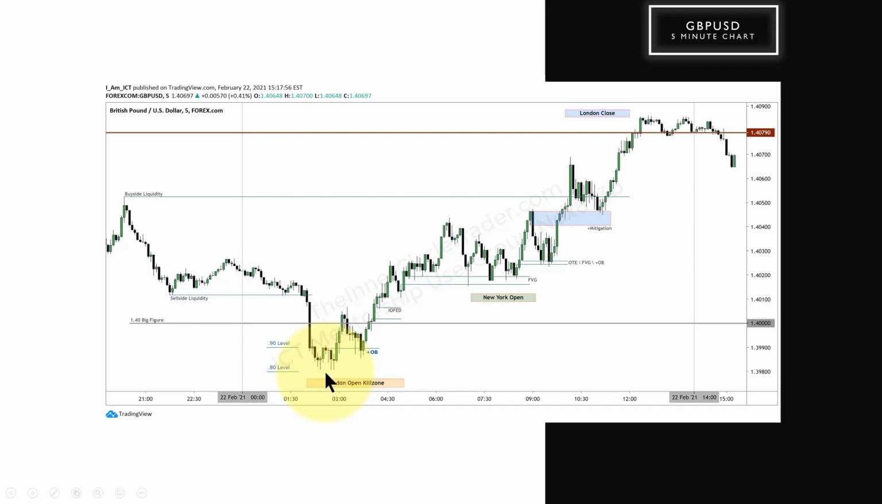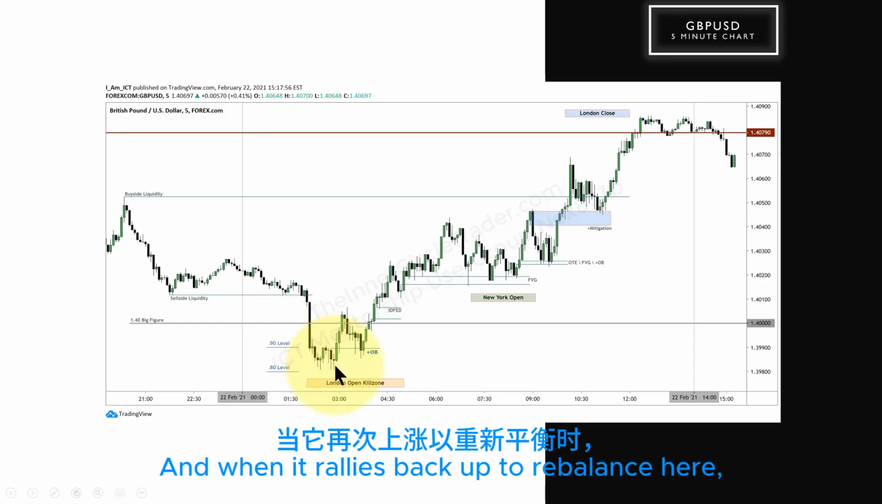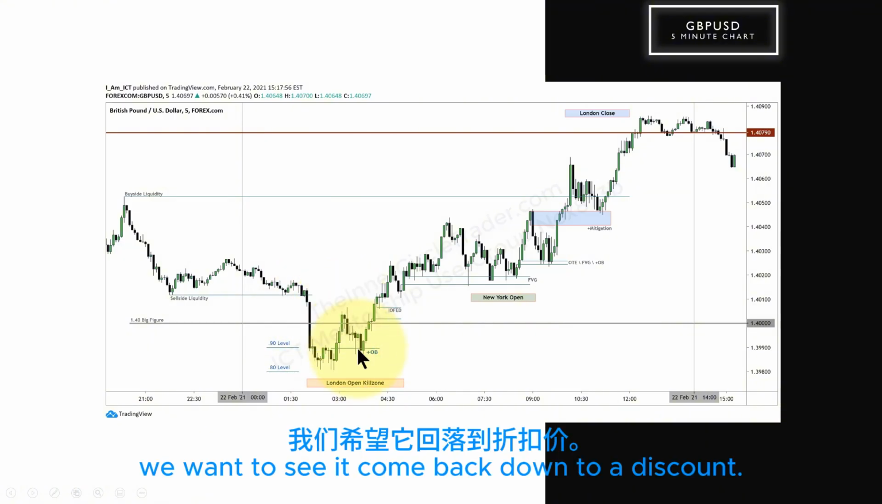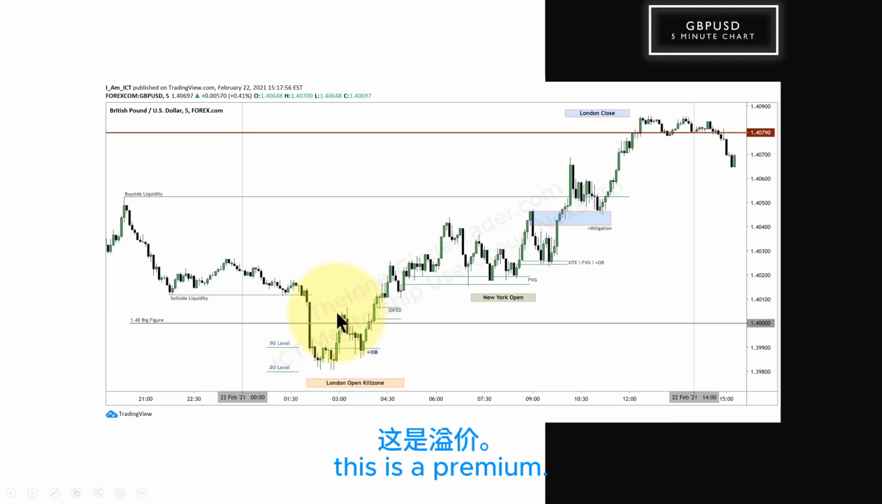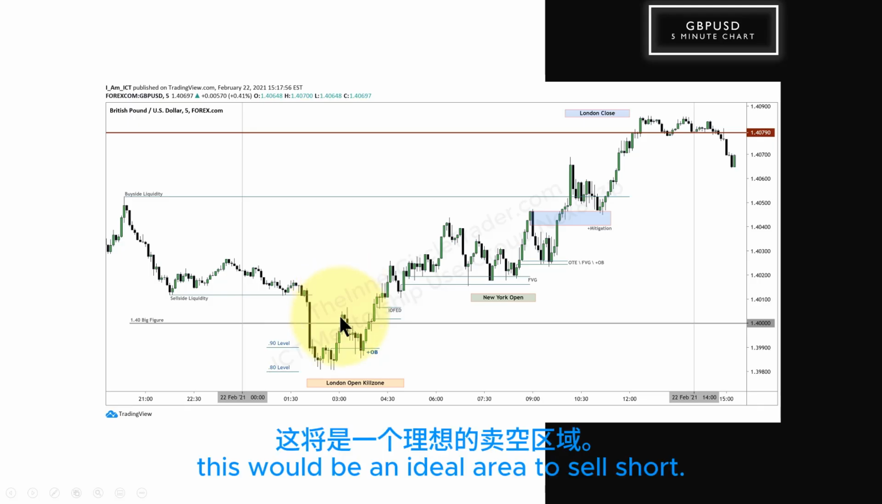No, because we've already done the work of clearing a big figure. We went essentially 20 pips below the big figure. We're in the heart of London, and when it rallies back up to rebalance here, we want to see it come back down to a discount. While it's a premium from here to here and then rallies back up, this is a premium. And if it was bearish, this would be an ideal area to sell short.